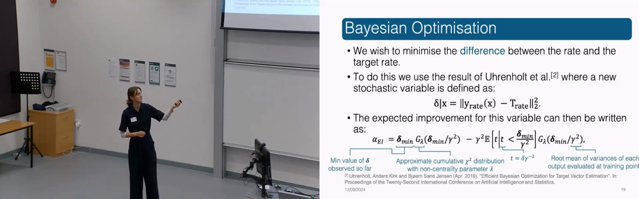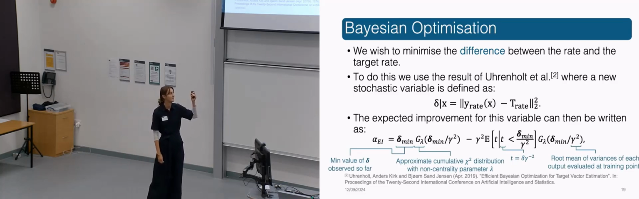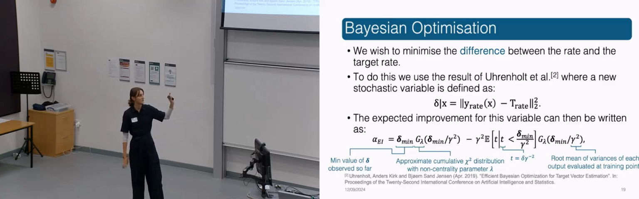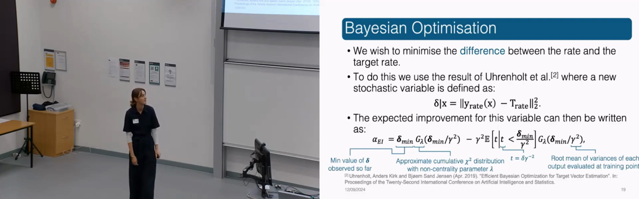So you can see that it's quite similar to expected improvement. We're still looking at our minimum value, and then we use an approximation to the chi-square distribution. It's a chi-square distribution because that's the square of the normal distribution, which you have to do when you take the difference. And so yeah, this is how it works.